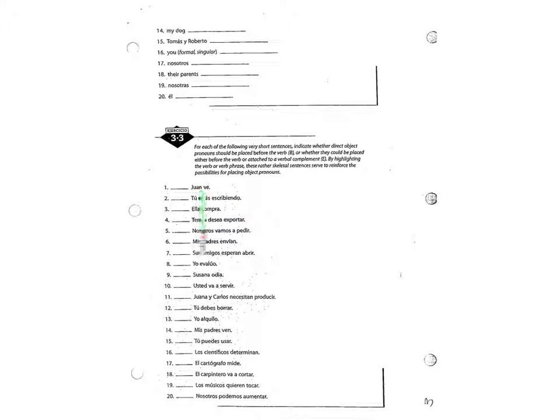So number one, we've got one verb in my sentence, it goes before, so you would write B, as in boy. Number two, tú estás escribiendo, it's E, because you can either put it here or hook it there. Ella compra, one verb, B, before. Teresa desea exportar, E, either here or hook it, etc. So write B's and E's in this section. So far, not too difficult.